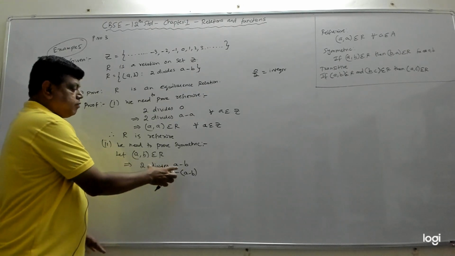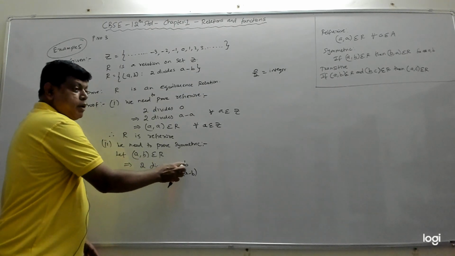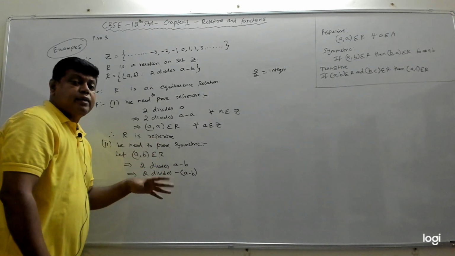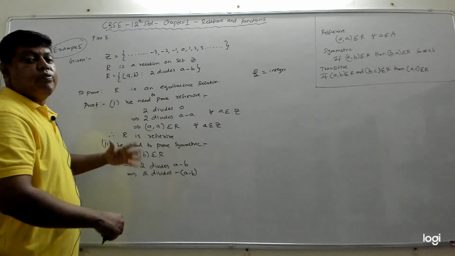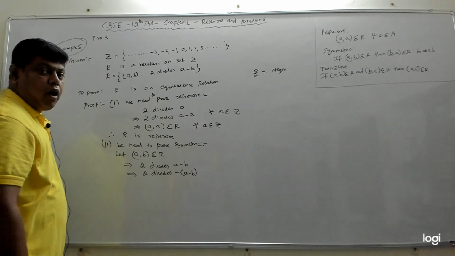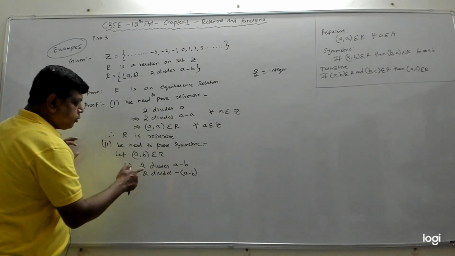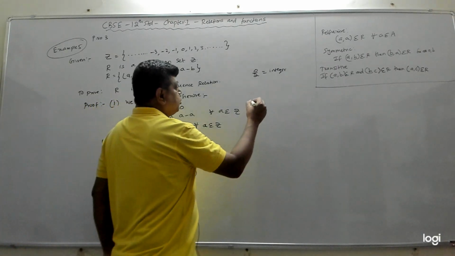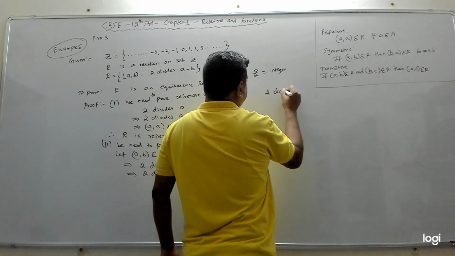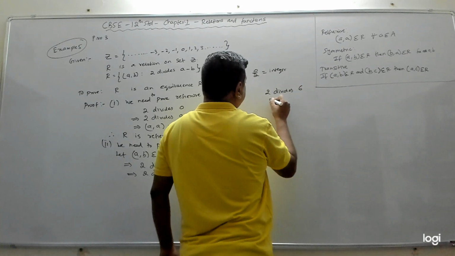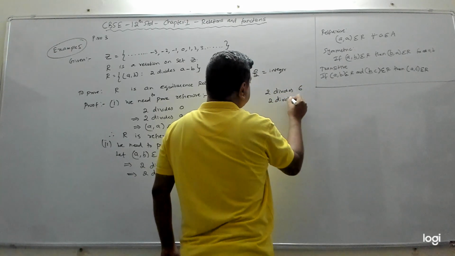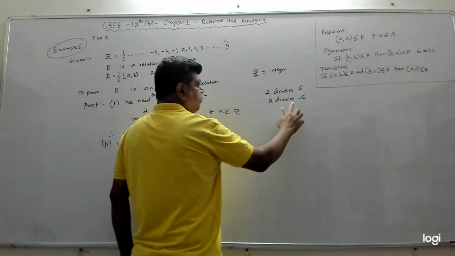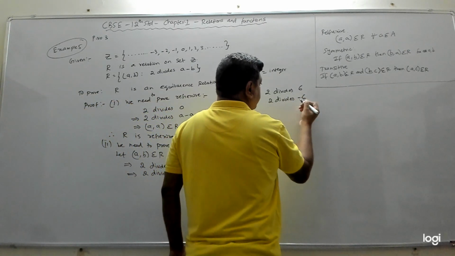But our condition is that 2 divides a minus b. I should get 2 divides b minus a. If I show 2 divides b minus a, then I can say (b, a) belongs to R. That way R becomes symmetric. Now when 2 divides a minus b, 2 divides the negative of that number also. Suppose 2 divides 6, then 2 divides minus 6 also. That is always true. If 2 divides any number, it will divide the negative of that number.